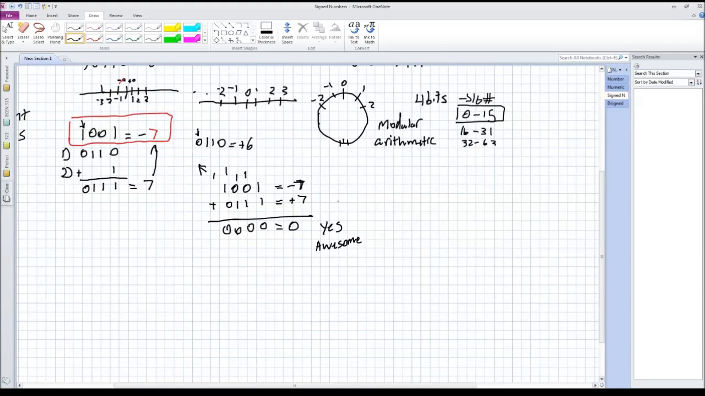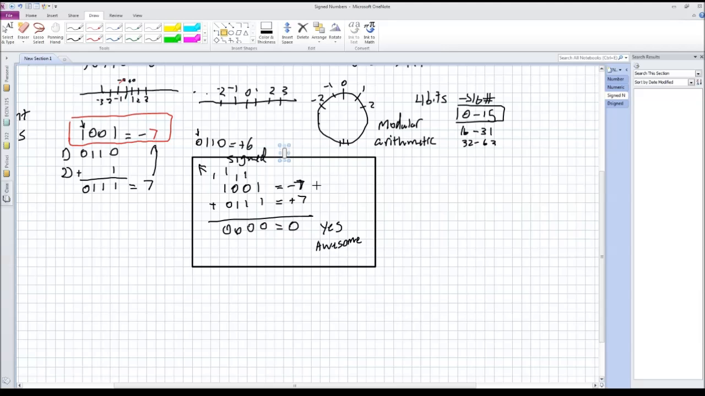Well, what happens if we want to treat these as unsigned integers being added together? So this over here is the signed version. I'm going to put a little box around it to make it nice and pretty. Now let's do the unsigned version. Let's add the same numbers. 1, 0, 0, 1, which is going to equal 9. And let's add 0, 1, 1, 1, which equals 7. And let's add those two together.